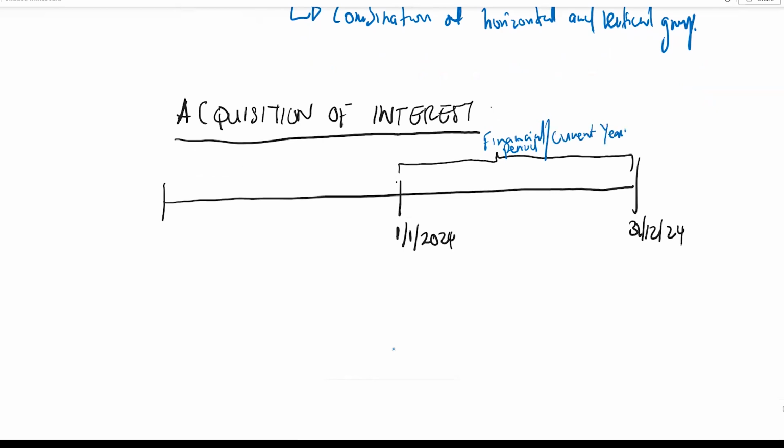Right, and then let's say, for example, somewhere on the 23rd of March 2023, company A purchased interest in company B. So this date is referred to as the at acquisition date. So this is my at acquisition date, and that's my current year.